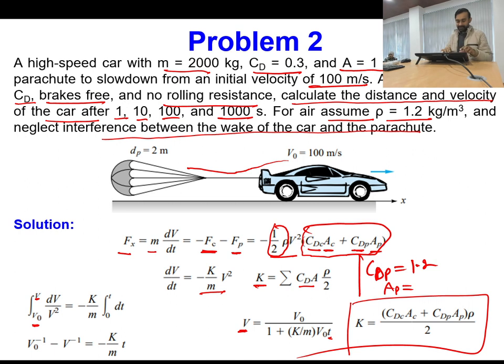So the frontal area of the parachute, if the diameter of the parachute is 2 meters, then its projection, which is normal to the flow stream, will be this, and this is the frontal area, which will be pi by 4 into dp squared. So that will be the frontal area of the parachute. Are all clear with this idea?